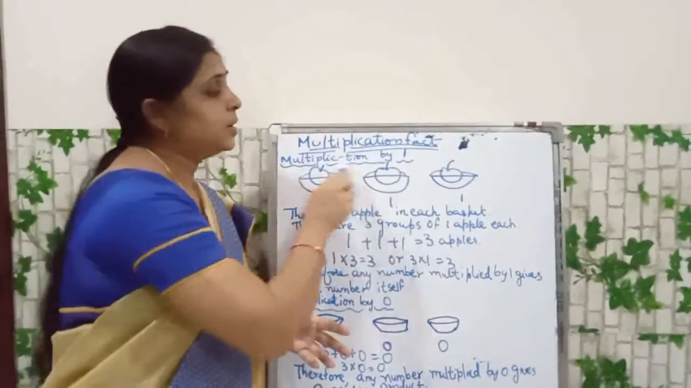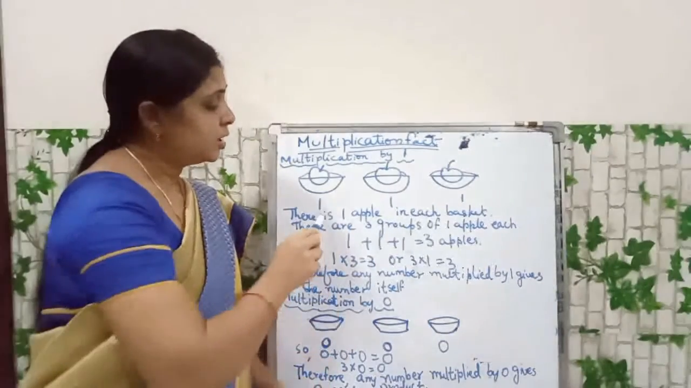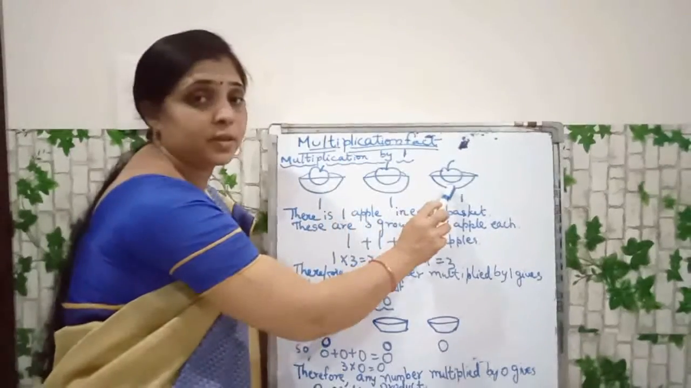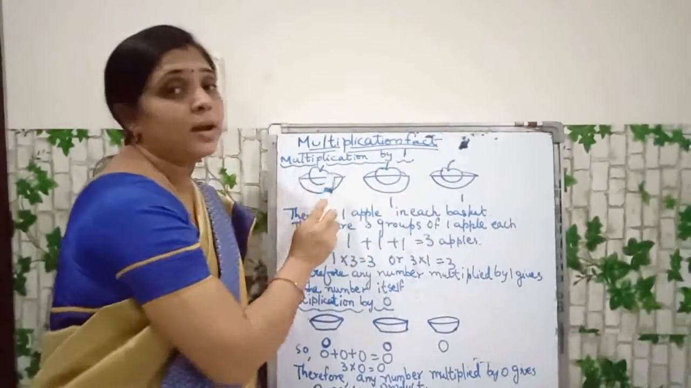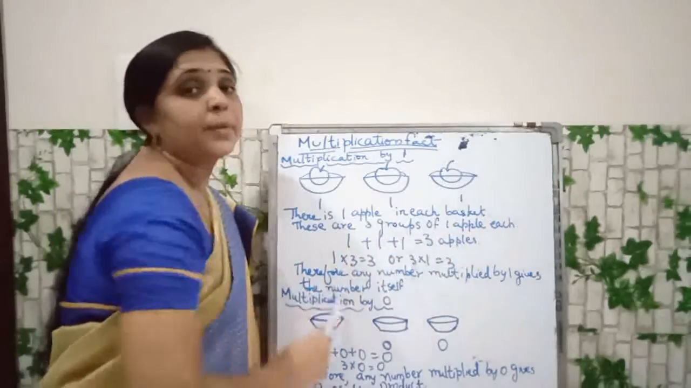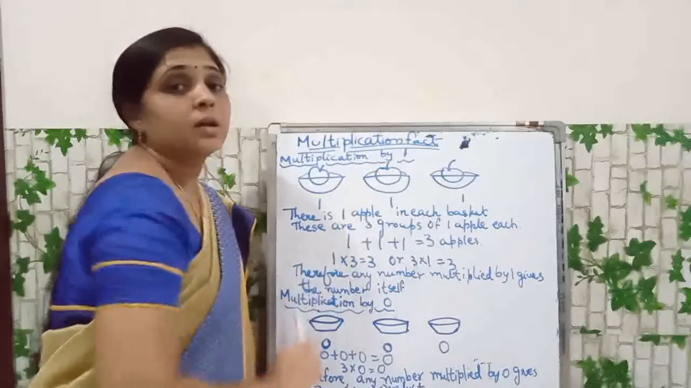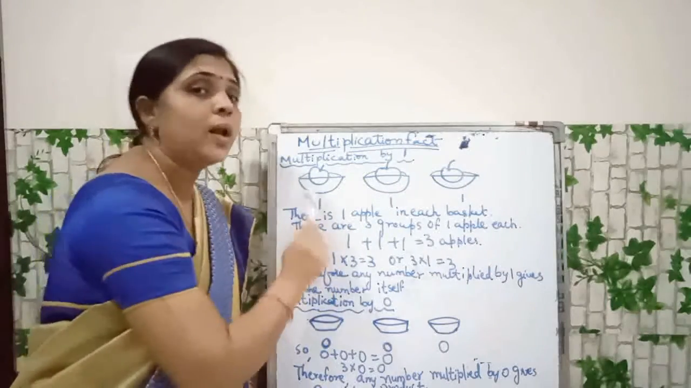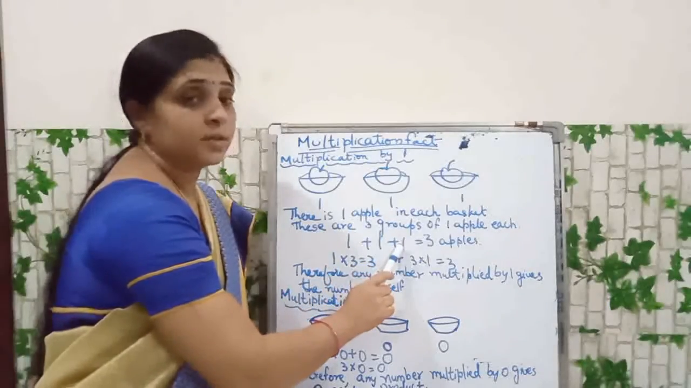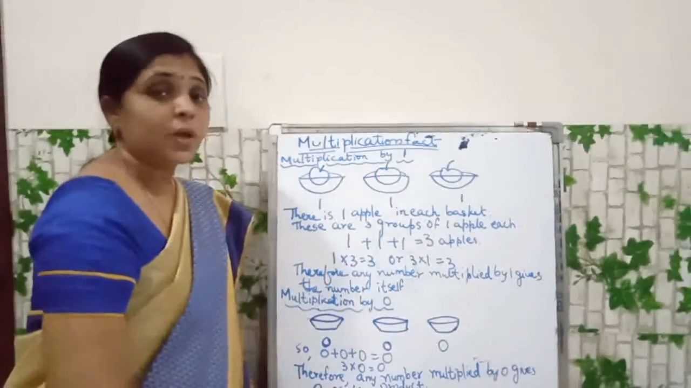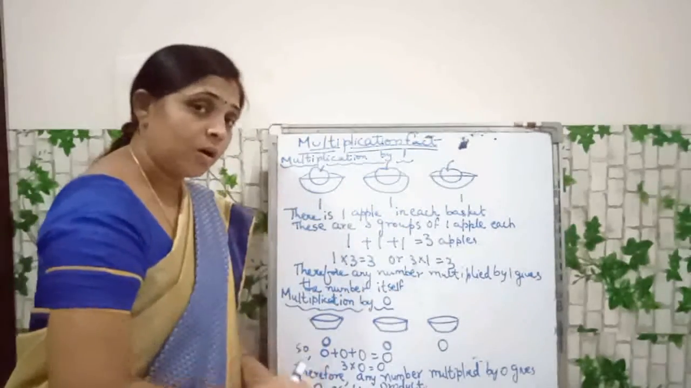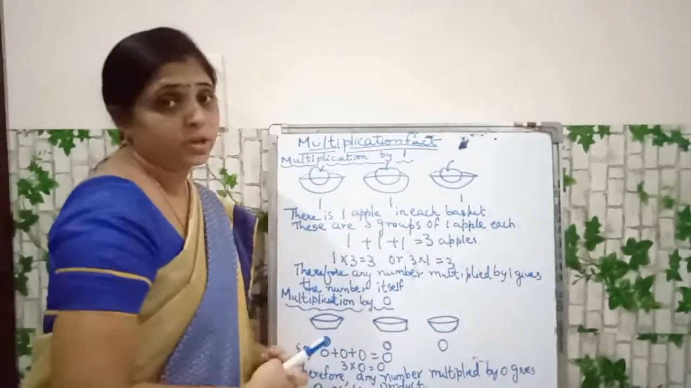Fact. Multiplication by 1. Okay. Here there is one apple in each basket. There are 3 baskets. In each basket, one apple is there. Okay. These are 3 groups of one apple each. 1 plus 1 plus 1 is equal to 3 apples. How will you write? 1 into 3 is equal to 3, or 3 into 1 is equal to 3.